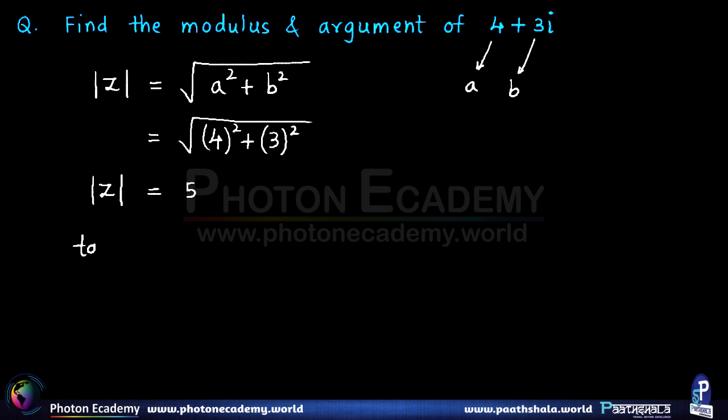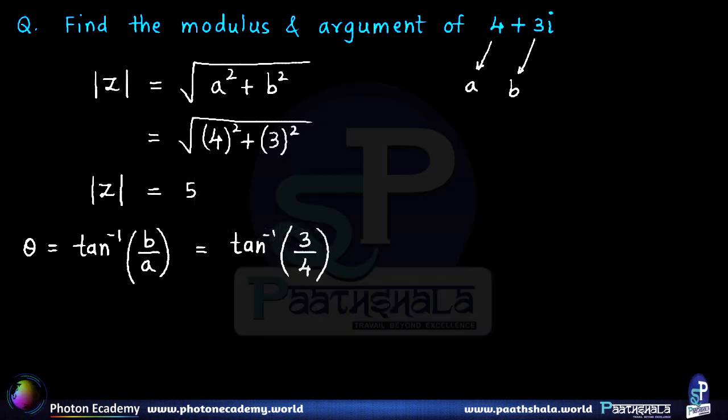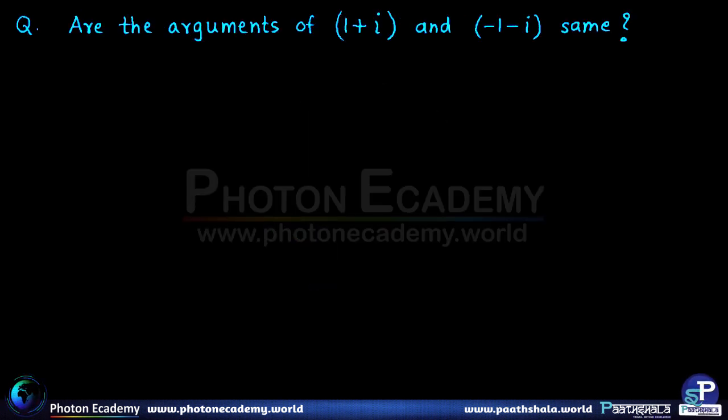And we also know the definition of argument is nothing but tan inverse of b by a. So the argument theta is nothing but tan inverse of 3 by 4. Now this angle is definitely in the first quadrant because both real and imaginary parts are positive. So whichever is that angle, it is the argument of the given complex number. Now let's see another question which is based on the concept of argument.